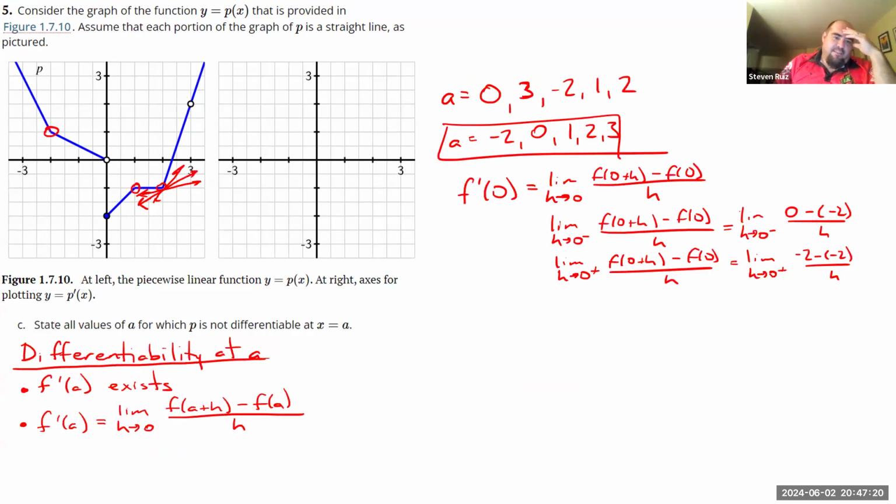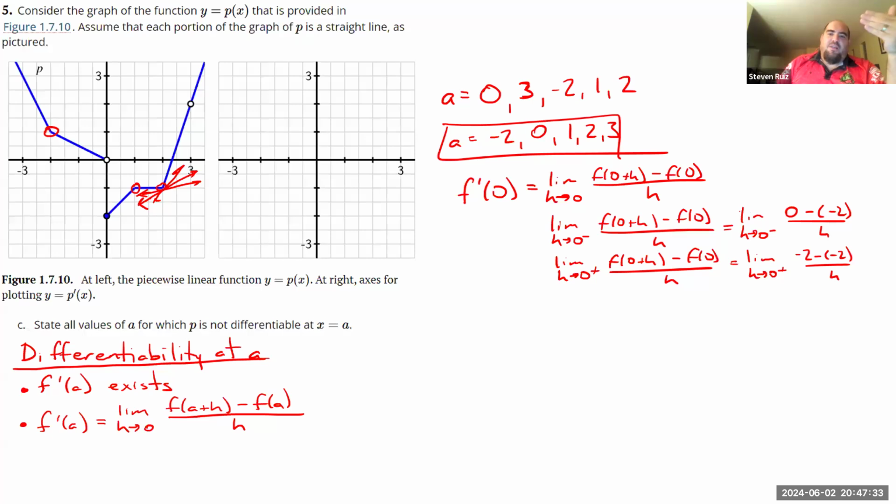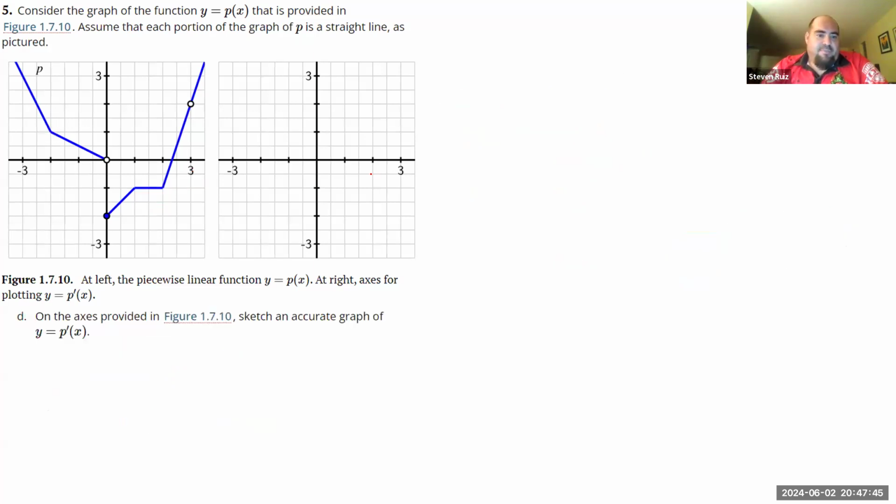Similar here, we've said that if your function is not continuous, it cannot be differentiable. So any place where the limit doesn't exist, you have already lost continuity, and so you also lost differentiability. So not a coincidence that our list includes everything from the earlier list and maybe some more stuff. All right, finally, part D, sketch an accurate graph of y equals p prime of x.